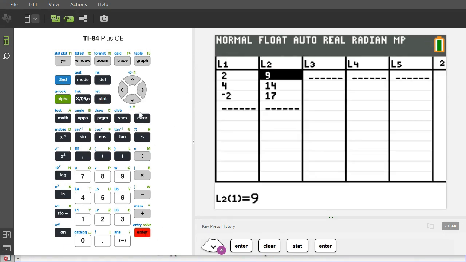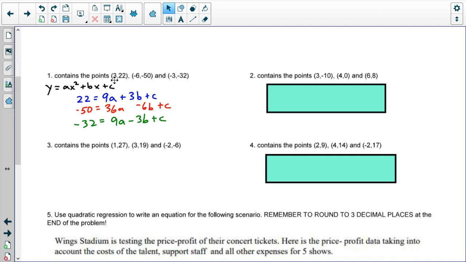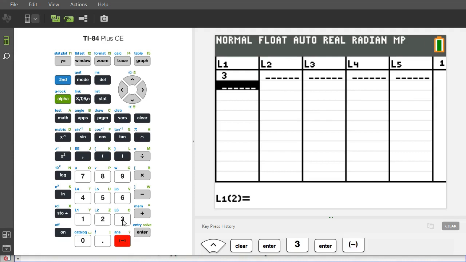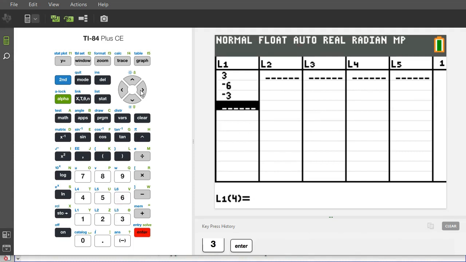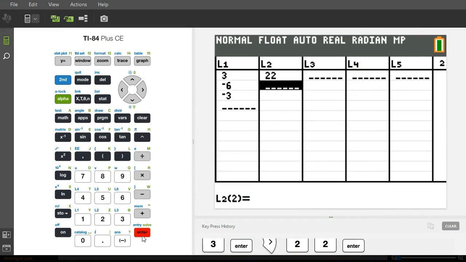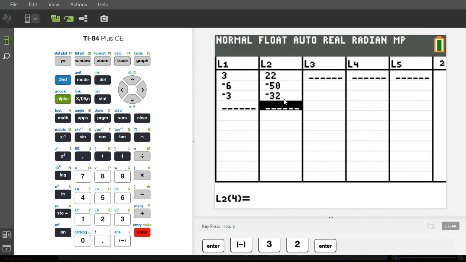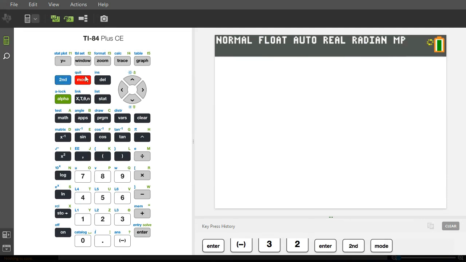So let's go to stat edit, clear out, don't delete, clear out L1 and L2. And now we're just going to type these points in. All of my x values are going to go into L1. So I have 3, -6, -3. And then the y values that correspond to those values are going to go in L2. So 22, -50, -32. Make sure you put the negative sign, not the minus sign, when you're subbing in negative numbers. So I type those in, then second mode quits me out.